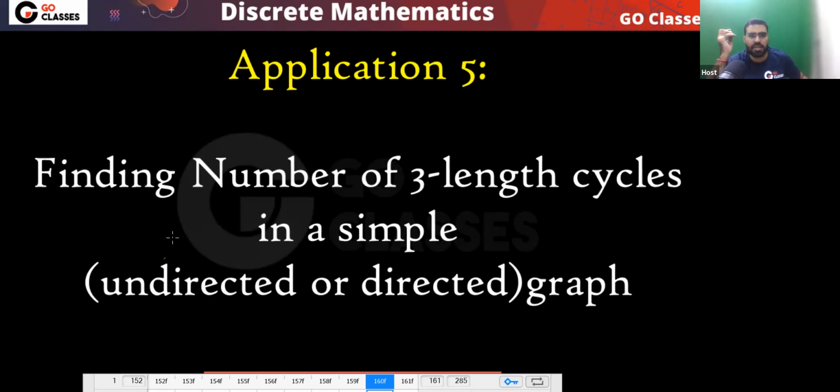But anyway, now let's see this: finding the number of 3 length cycles. Or we can continue in the next class. I think this is enough for today. These 4 applications are already too much. So let's continue tomorrow. Four more applications remain.